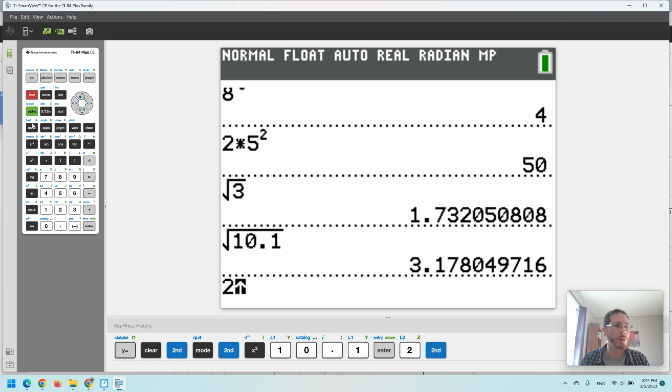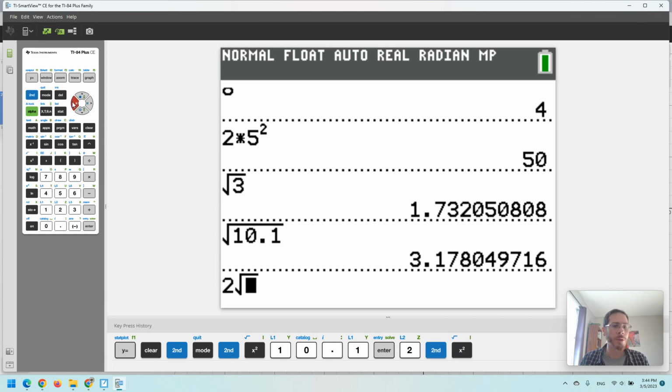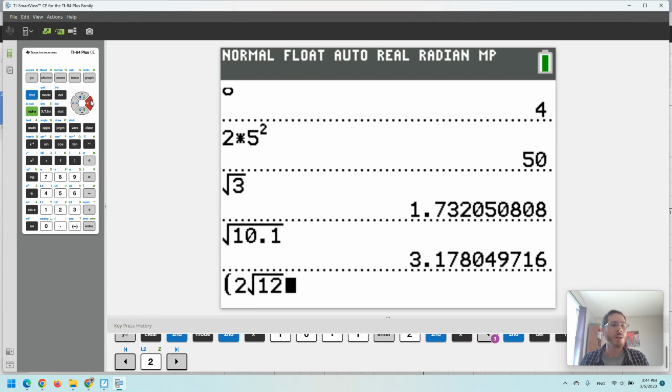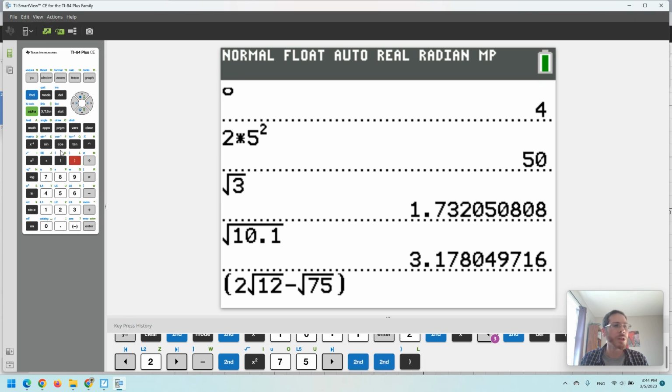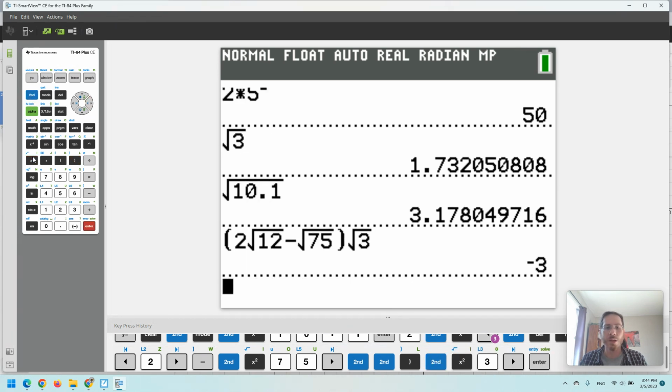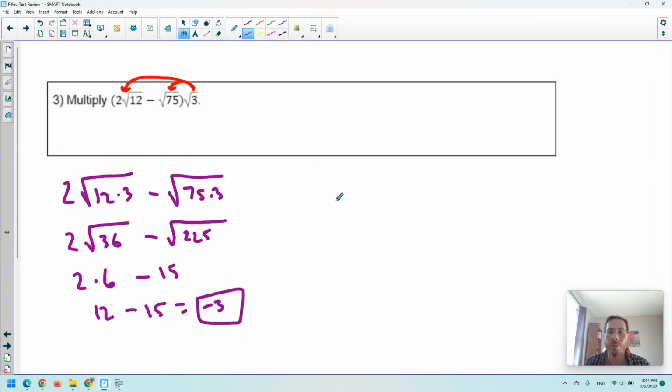2 square root. So I forgot my parentheses. Let's go all the way back. Second, insert those parentheses. Square root of 12 minus square root. So second square root of 75. So I have to go parentheses, and then times the square root of 3. And it turns out we get -3 also that way. So again, not too bad.